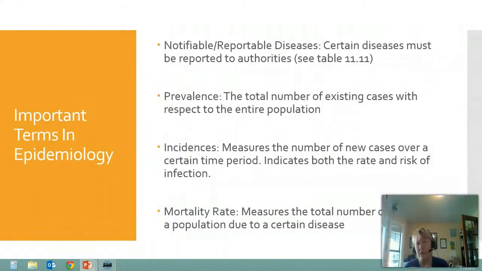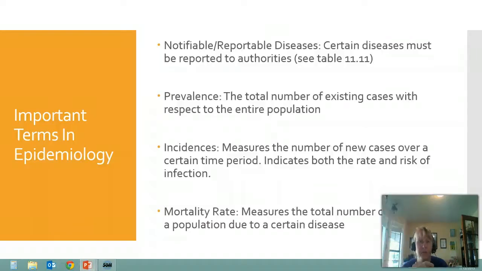So here are some important terms in epidemiology that we need to get under our belts. The first of these is notifiable or reportable diseases. These are the diseases that must be reported to authorities when they are detected. There's a variety of diseases that meet this reportable distinction. You'll see in Table 11.11 in your book all the ones in the US that are reportable.